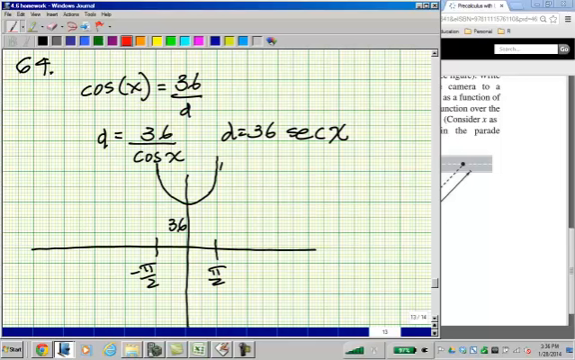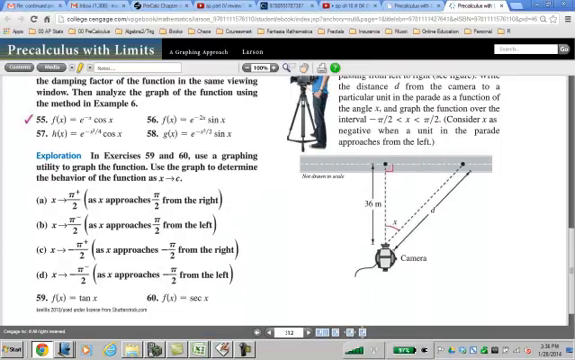So what does the secant look like? Well, here's negative pi over 2 to pi over 2. It looks just like this, and 36 is the amplitude. So the relative min is 36. Let's look at the picture again. You can see this is the minimum distance that the camera is going to be from the parade. It's 36 meters. At all other points, it's going to be more than 36.